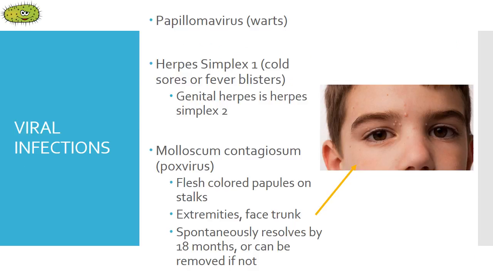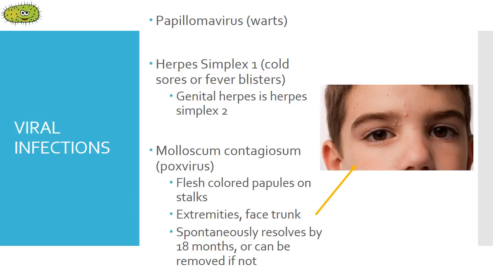So now moving on to viral infections. This includes the papillomavirus or warts, and herpes simplex 1. Of course simplex 2 is included, but simplex 1, remember, is cold sores and fever blisters, and then genital herpes is actually herpes simplex 2.